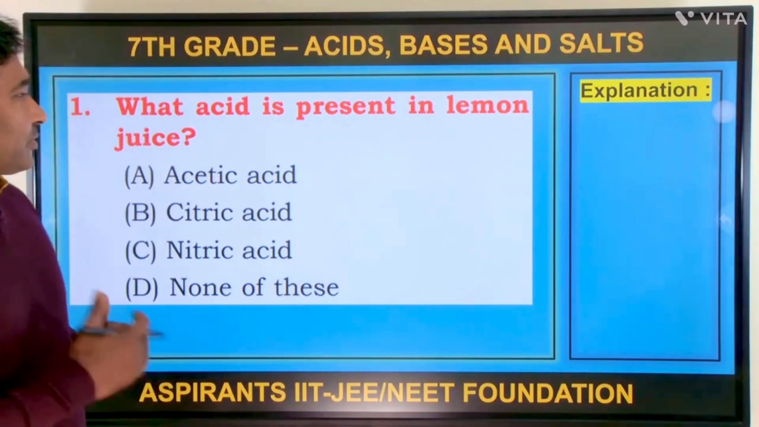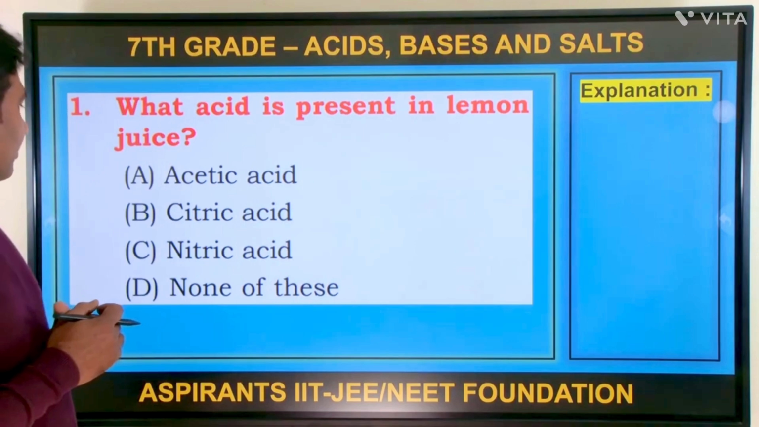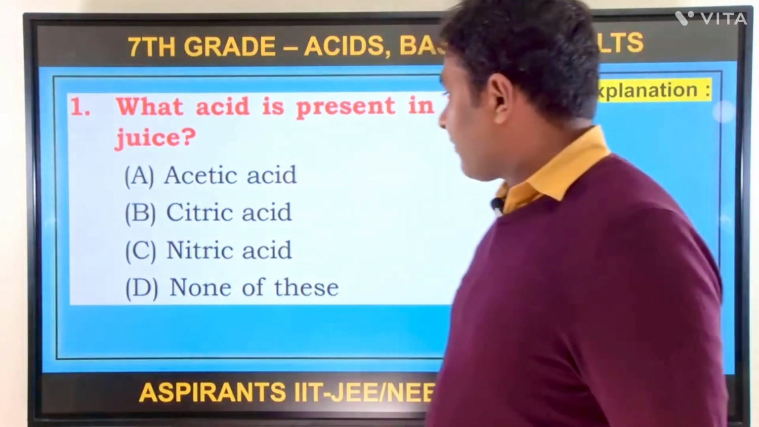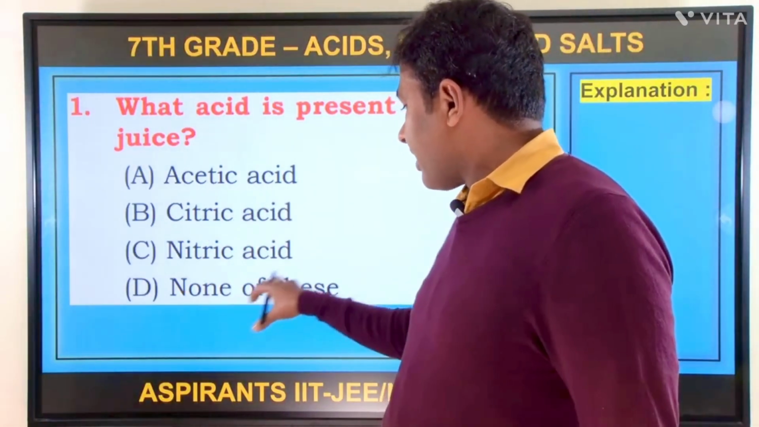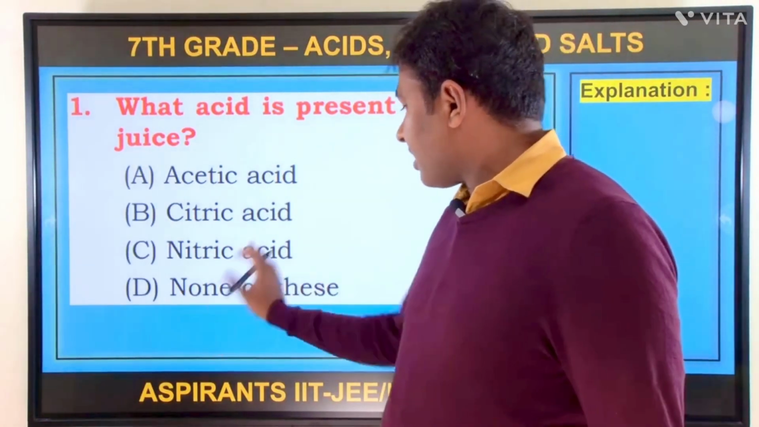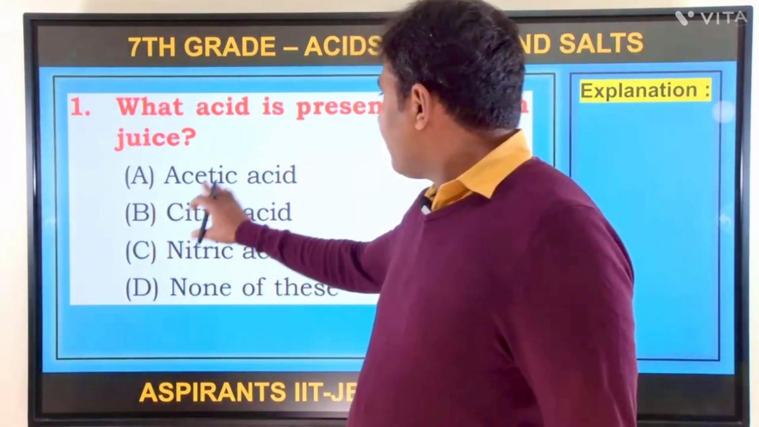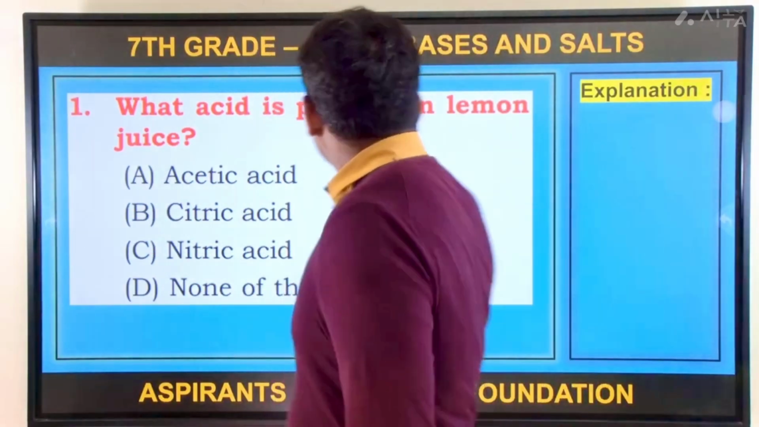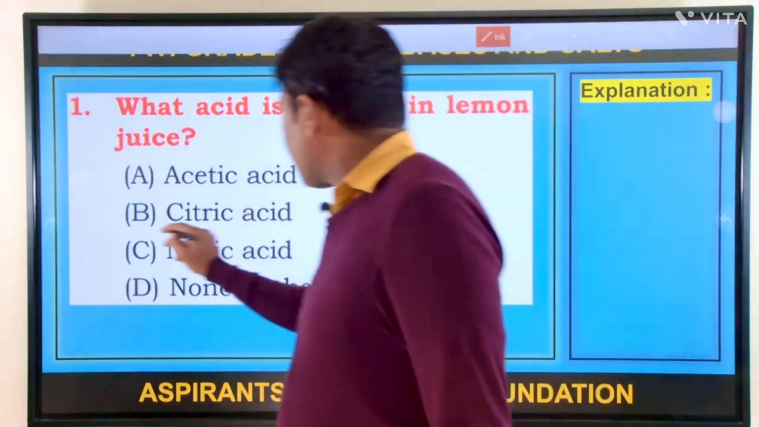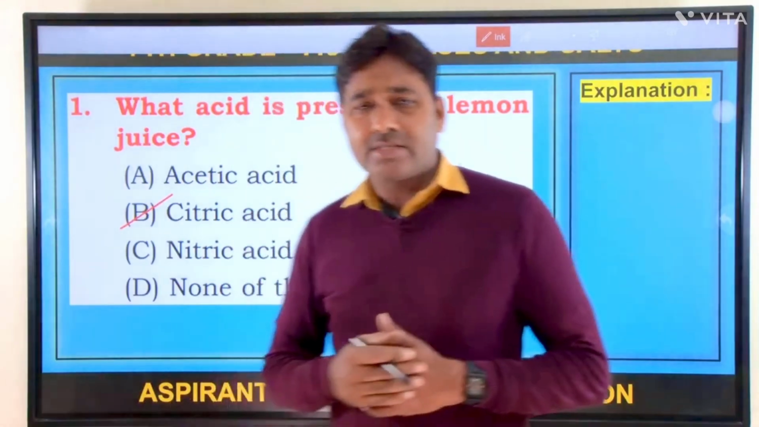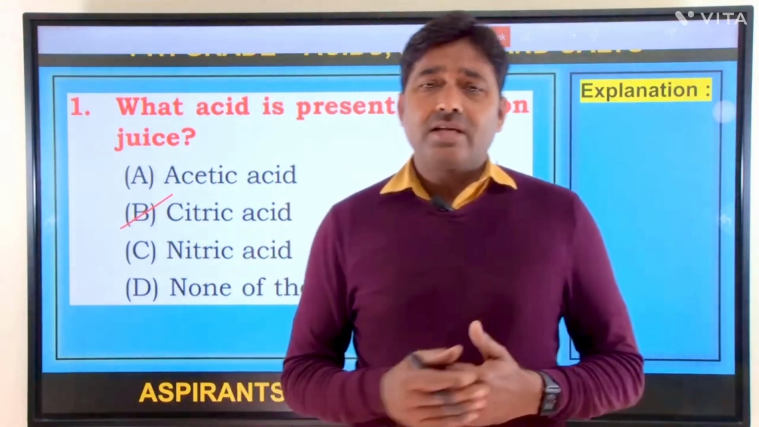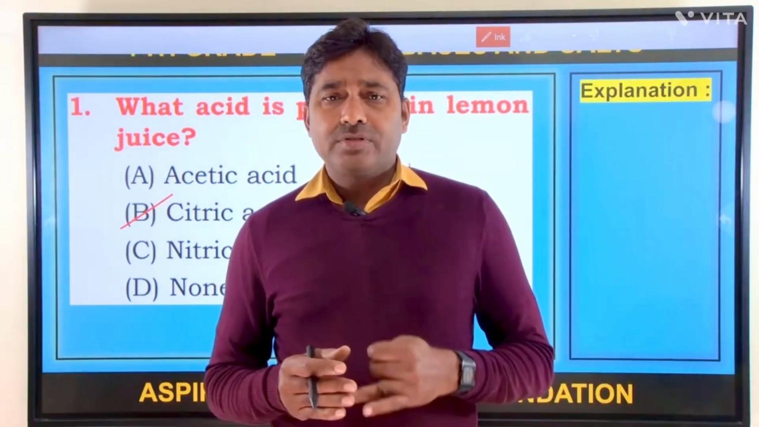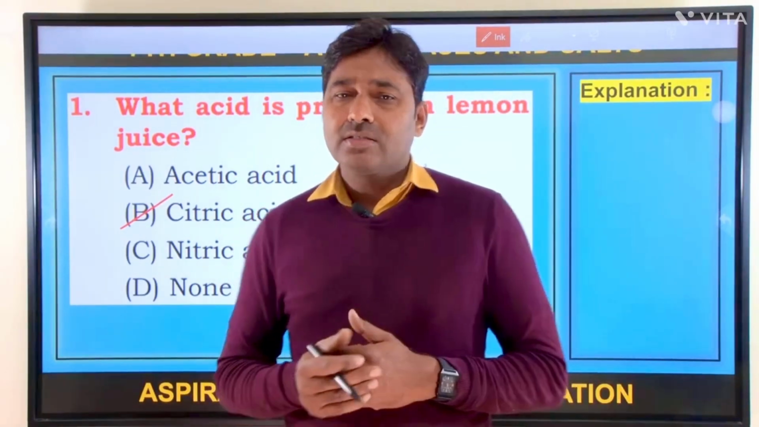What acid is present in lemon juice? Here 3 acids are given: acetic acid, citric acid, nitric acid. Which acid is present in lemon juice? Our answer is citric acid, because citric acid is an organic acid. Generally citric acid is found in lemon, lime and grapes. In different citrus fruits we get citric acid.